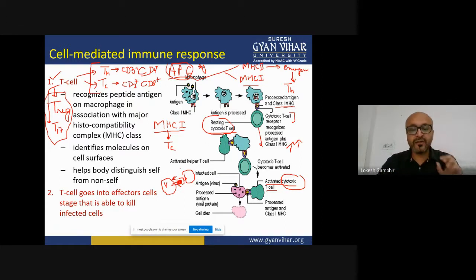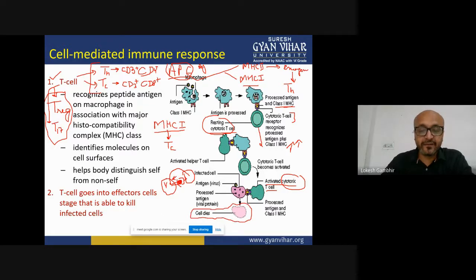and they will go to the tissue which is actually being infected by the pathogen, and where the antigen is presented by the MHC1 molecule, and then they will bind to that particular MHC1 and the antigen to cause the lysis of the infected cell. Please remember always, the cell which is infected and presenting the antigen with MHC1 will be dying. Now that's the part of exogenous antigen.